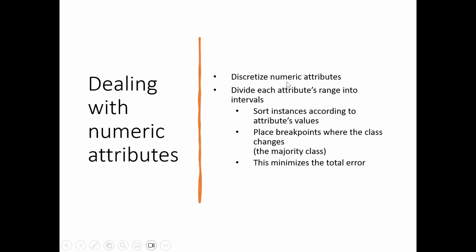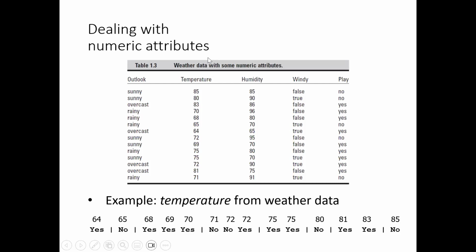So when you have numeric attributes, what happens in this algorithm? Basically, you put all the numerical values together with their class label, and then if there are any changes, we make breakpoints. The idea is we want to minimize the total error. For example, let's look at our temperature data set. In this data set, temperature and humidity are the numeric data. As I told you earlier, you sort these values together with the class label.